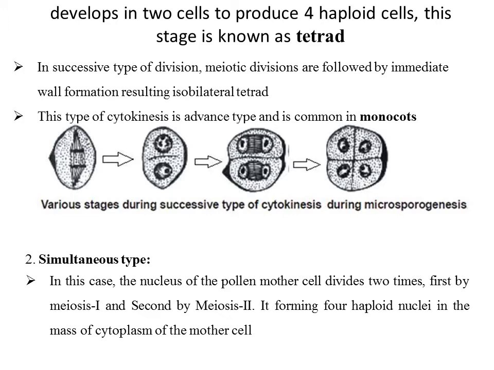In successive type of division, meiotic divisions are followed by wall formation, resulting in an isobilateral tetrad. This type of cytokinesis is common in monocots. This is the diagrammatic representation of various stages during the successive type of cytokinesis during microsporogenesis.